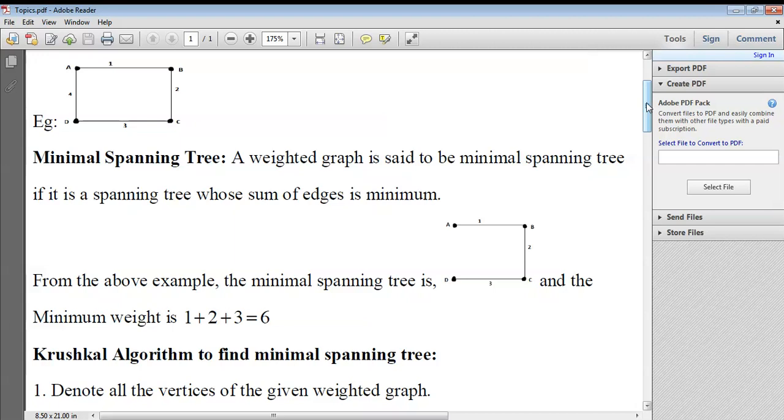Now let us write the minimal spanning tree for the above example. Consider the previous example, the ABCD graph. We want to find the minimal spanning tree for it. In order to find the minimal spanning tree, the output must be a spanning tree, and the sum of the weights of the edges must be minimum. These two conditions must be satisfied.